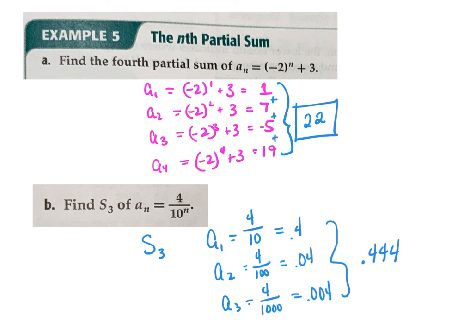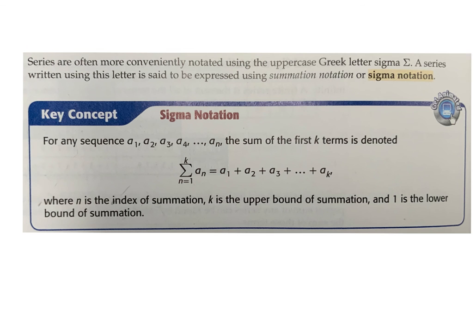Easy enough. Series are often and more conveniently notated using the uppercase Greek letter sigma. If you have ever used Excel, this is the summation for Excel. If you have a column of numbers, you can go to the bottom of that, click this little symbol at the top of your Excel, and it adds up all of the numbers in the column. Summation. So sigma notation basically means add all the numbers in this series that I'm giving you.